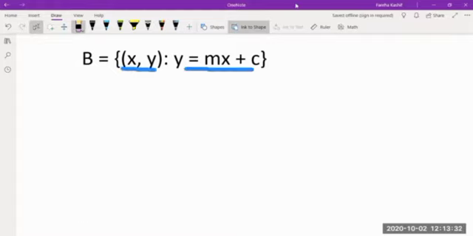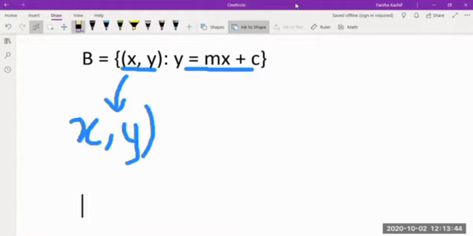Okay, next, B is equal to {(x, y) : y = mx + c}. Now, what does that mean? That means that x and y are coordinates because they're written in the form we write coordinates, as x comma y, but they're coordinates such that they will fulfill the equation y = mx + c.